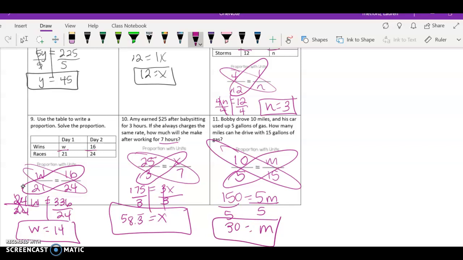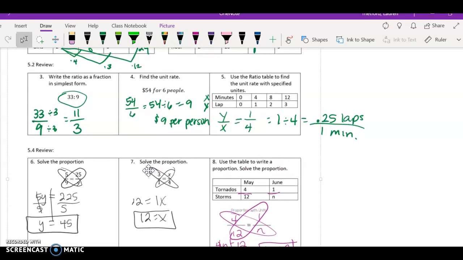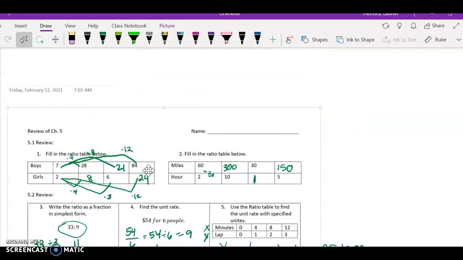So now your agenda tells you to watch your 5.4 notes. If you've already done that, then you're going to move on to 5.5. If you have not done that, then you need to go and watch 5.4 before moving on to 5.5.